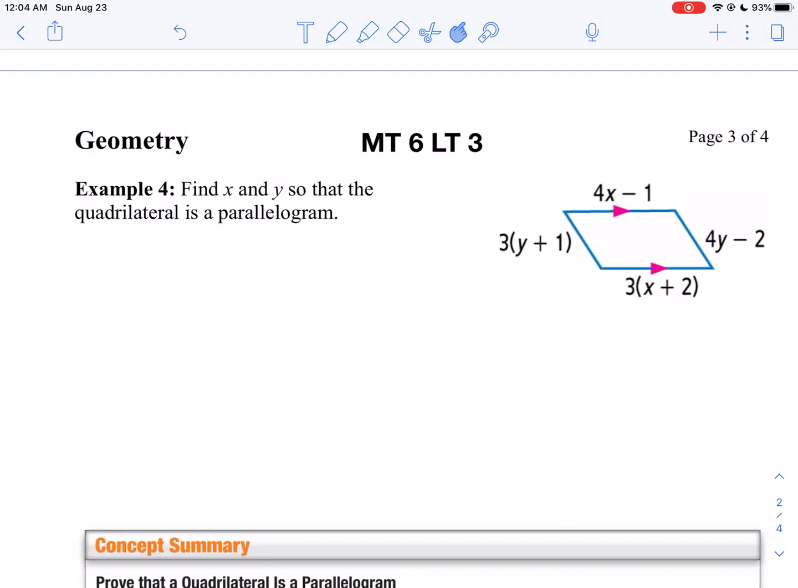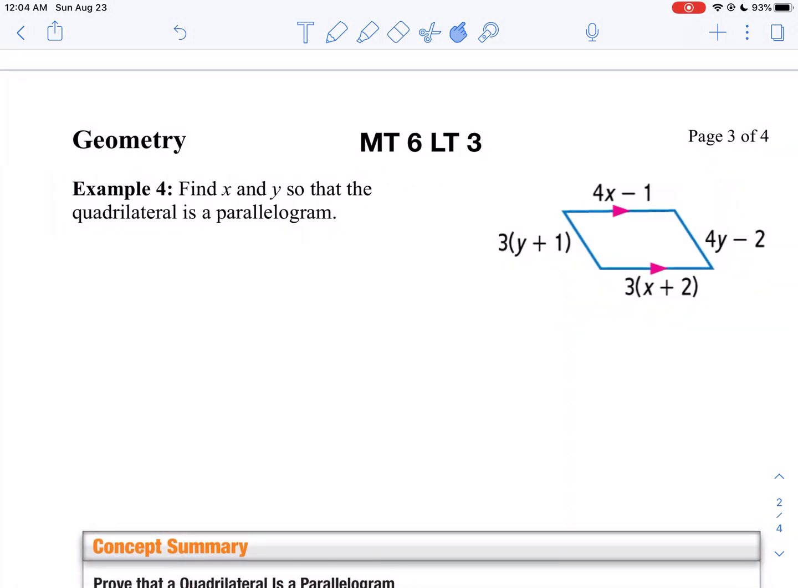In the next part of our seminar, we want to find the values of x and y so that the quadrilateral is a parallelogram. So we're not saying it is a parallelogram, but what values of x and y would make it a parallelogram? Well, let's start with x. The two sides that have x are opposite sides. So if they're congruent, then I'd have one set of sides that are both parallel and congruent. That would make it a parallelogram.